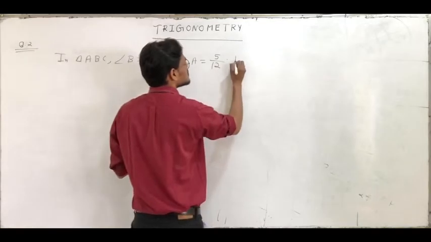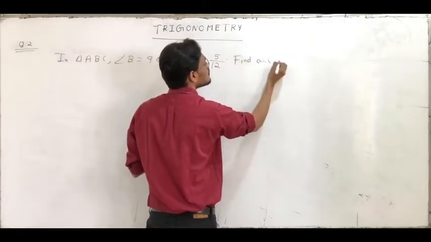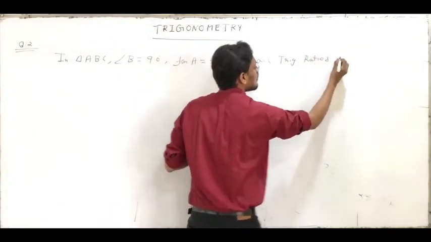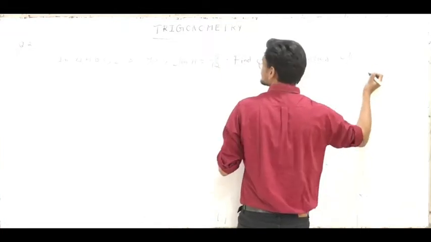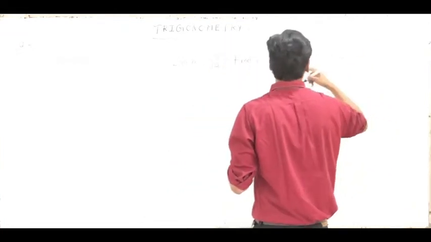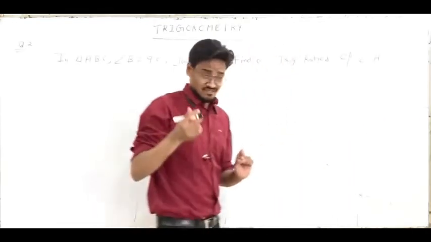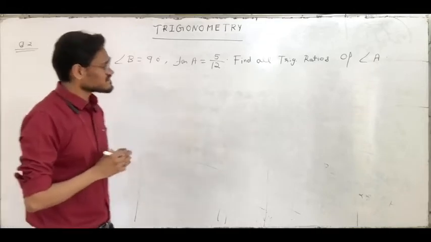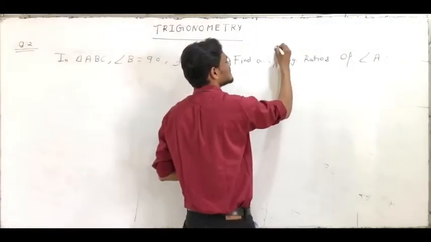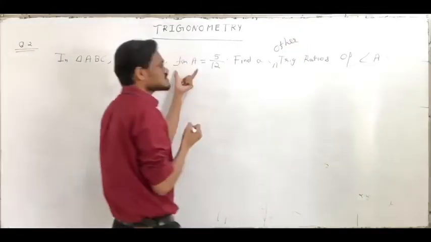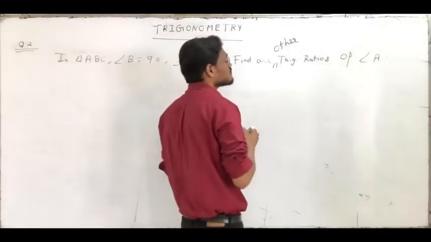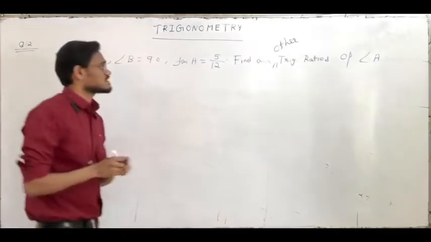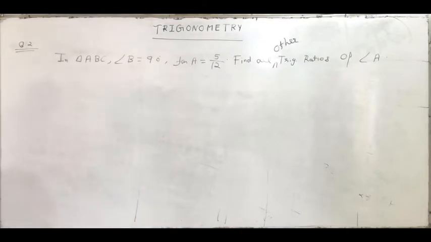Now suppose the question is asking: find all other trigonometric ratios of angle A. You can calculate the trigonometric ratios of angle C as well. Here I am saying find all other trigonometric ratios because one ratio, tan A, is given, and I want to calculate all other trigonometric ratios of angle A, leaving this tan A. Clear? Let's see the solution.